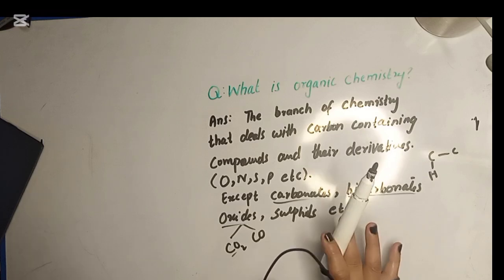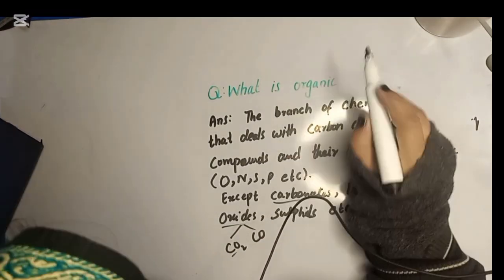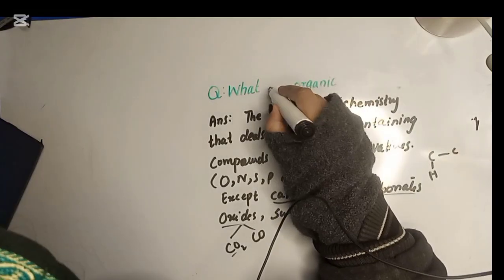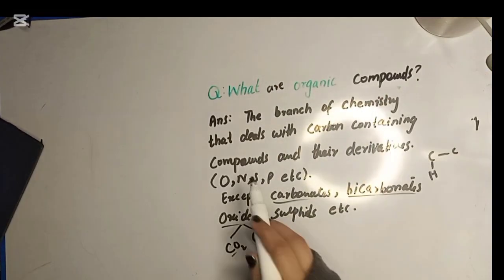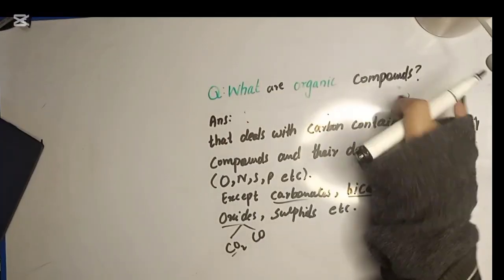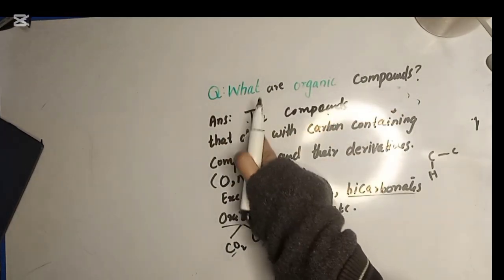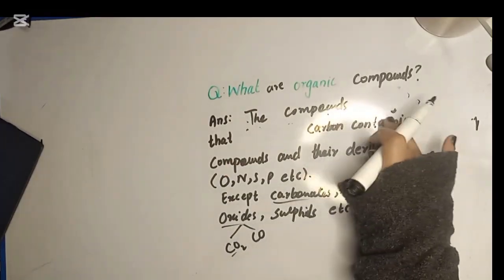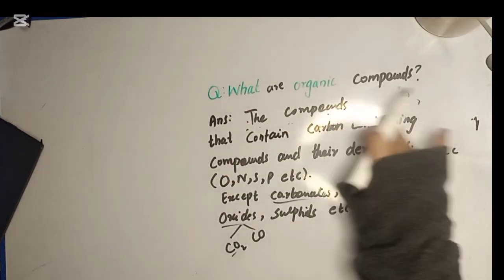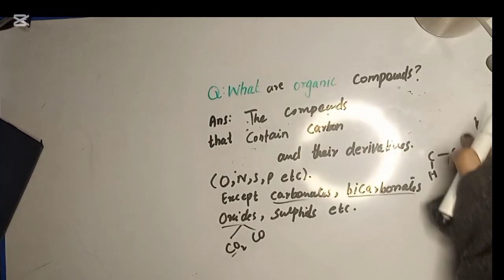Then let's move toward the second question. What are organic compounds? I'm giving you a trick: if someone is asking what are organic compounds, we delete the words 'the branch of chemistry' and write: the compounds that contain carbon and their derivatives. The same definition will be here for organic compound.